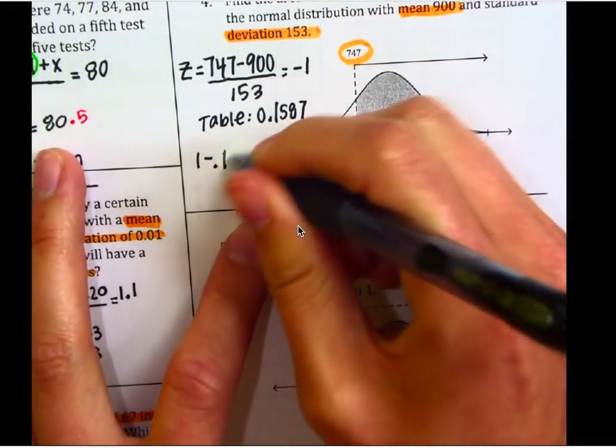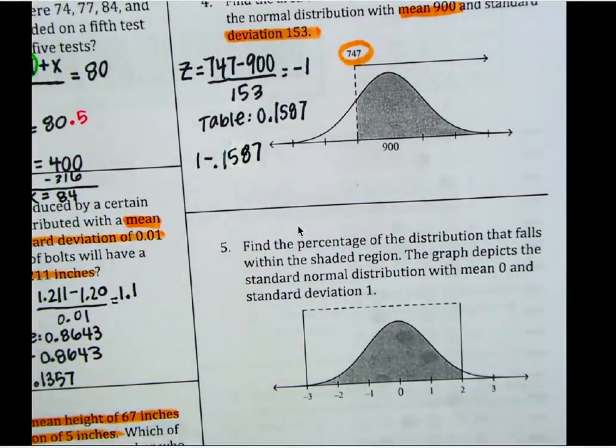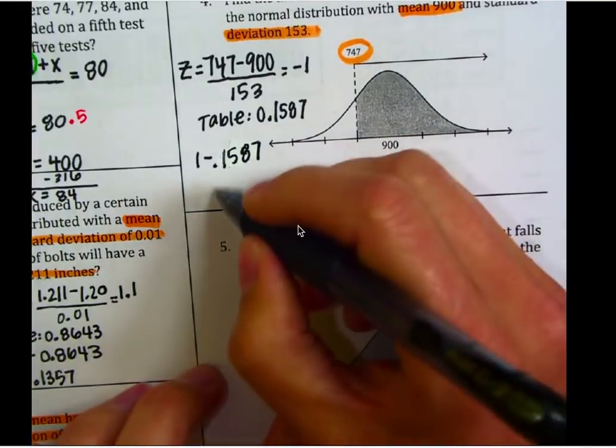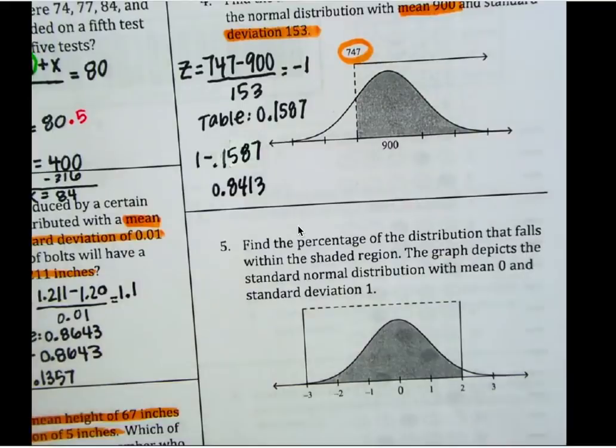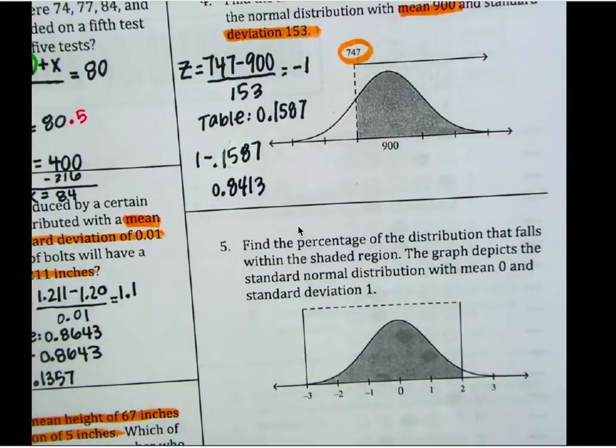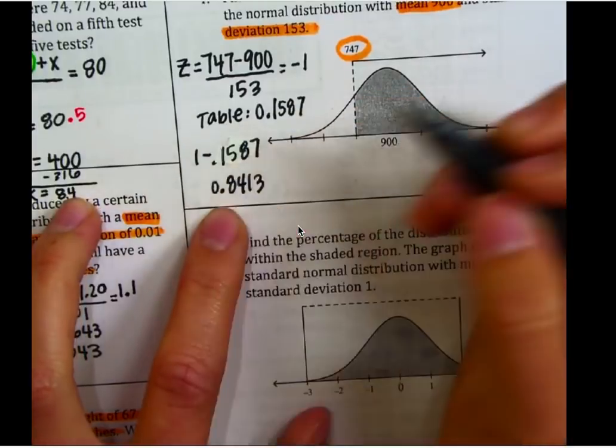Okay, 0.1587. And then in your calculator, you get 0.8413, and that is going to be my answer. So it's 0.8413 or about 84%.